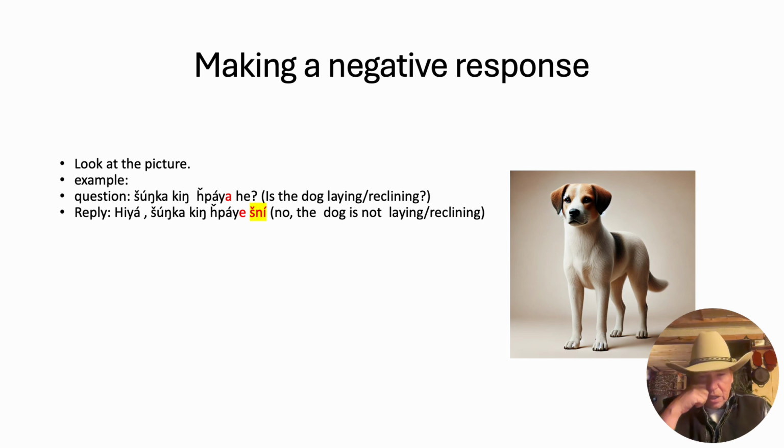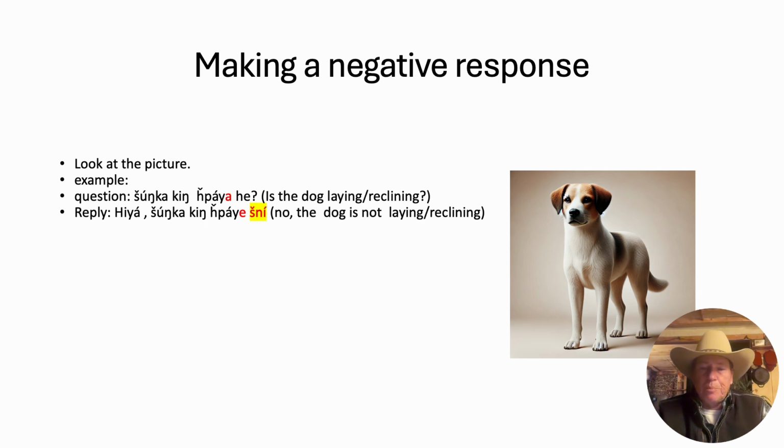The way that we're going to do that, there's only two words that are going to change in the statement, in the reply. And that is saying yes, because obviously they're not going to be doing that action. So we have to use hiya. Hiya is no. So ha was yes, hiya, no. And then we're going to add shni after the verb. Shni is going to make that verb negative.